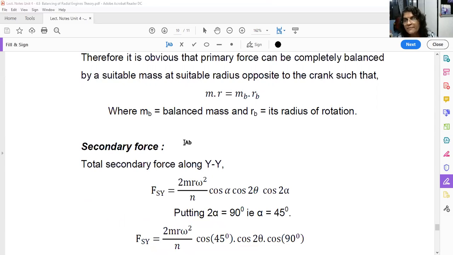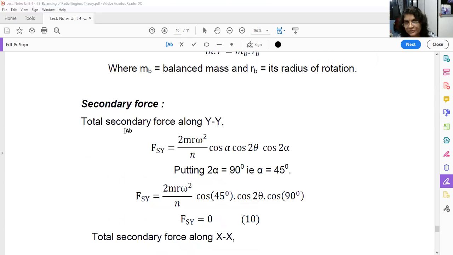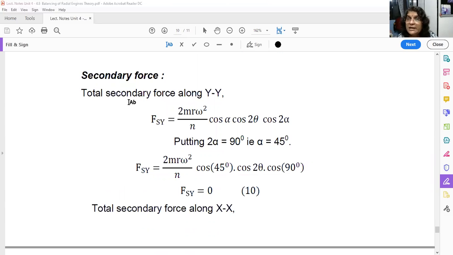Now let us analyze the secondary force for this special case, that is 2 alpha is equal to 90 degree. So what is the total secondary force along the YY direction, that is the vertical direction? You have found out FSY, the secondary force along the Y direction. It is 2 mr omega square upon n into cos alpha into cos 2 theta into cos 2 alpha, where theta is the variable parameter and alpha is the fixed angle. So putting 2 alpha is equal to 90 degree, that is alpha is equal to 45 degree, in this equation.